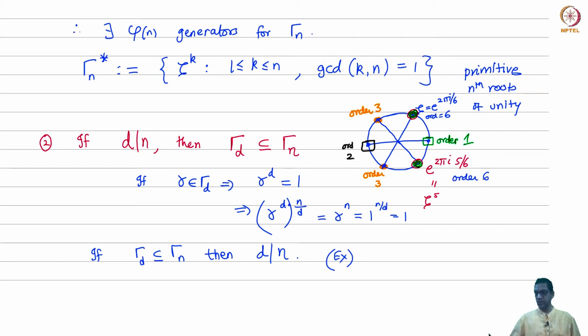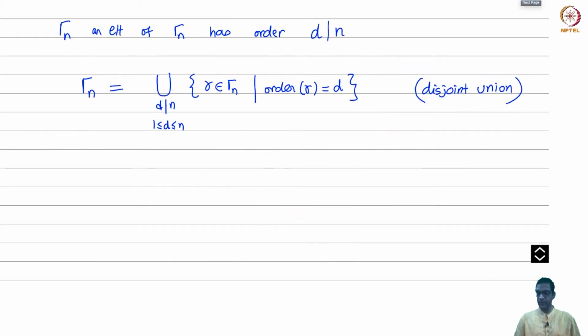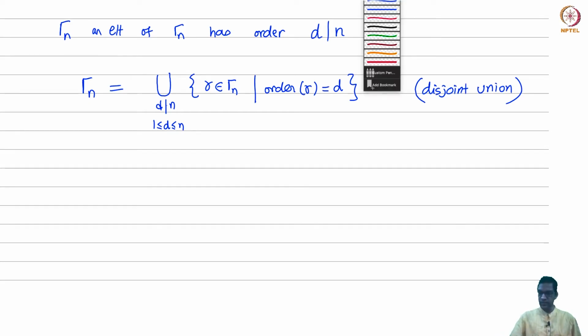Okay, so this is the decomposition I am talking about. Just look at what the orders of the different elements are and split gamma n up into a disjoint union of subsets of different orders. Okay, and now here's the very interesting and important fact.